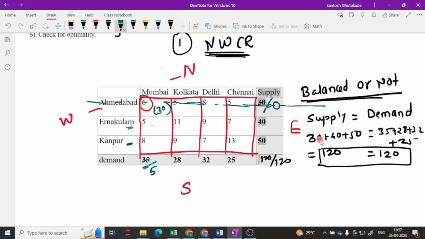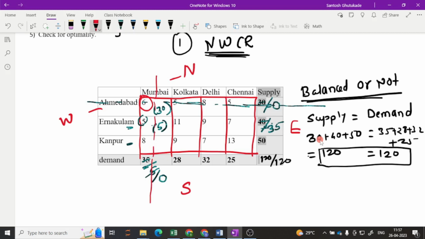In the second row again check for the northwest. The northwest element is 5. Here 40 is the supply, but the demand of Mumbai left is only 5. So 40 units we have, but the demand is only 5 units, so we will give the 5 units here. Now this demand is fulfilled, so the remaining demand is 0, and from this 40 we have given only 5, so the remaining supply here is 35. Now this column becomes 0, meaning Mumbai demand is fulfilled, so we will cross this column because here demand is fulfilled, it becomes 0.